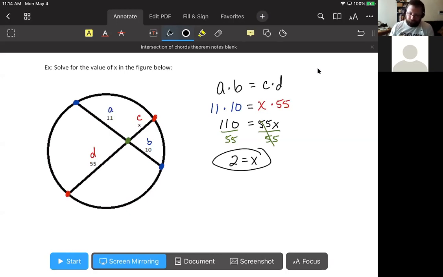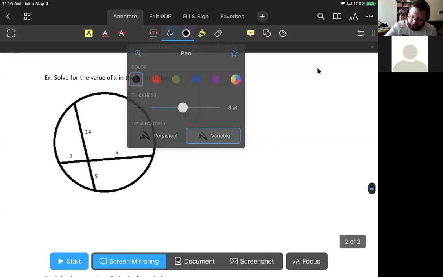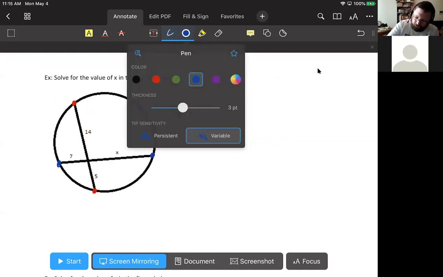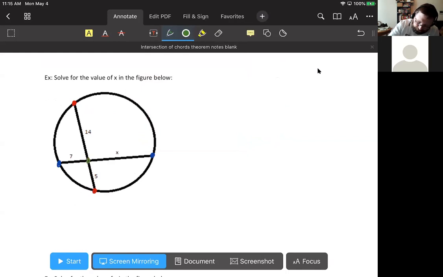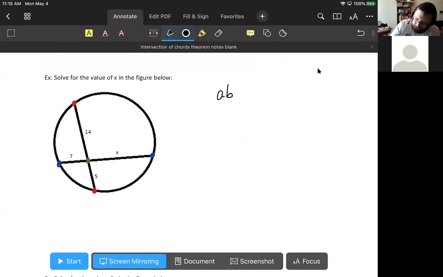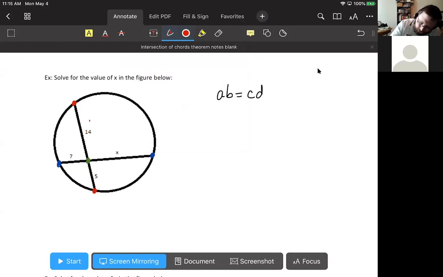Okay, on to the next one. Okay, again, the picture looks a little bit different, but it is not any different. We still have 2 chords. We know they're chords because their endpoints lie on the circle. Those chords are intersecting, which means that our rule will apply. A times B equals C times D. A and B would be the pieces of one of the chords. It does not matter which chord.